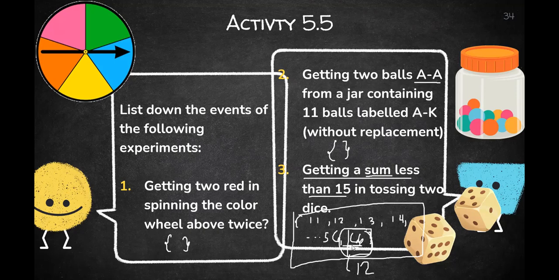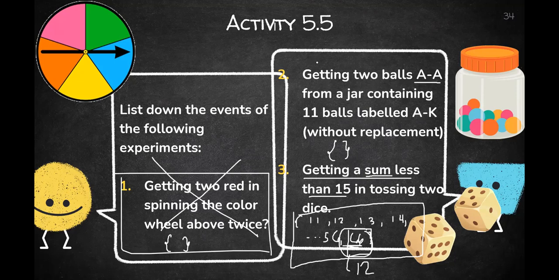I strongly believe that you were able to have this lesson previously, no? In your senior high or in your high school. Sige, pansinin natin to. Anong napapansin nyo dito sa examples, sa activity 5.5? Okay, dito sa number 1, walang result. It's totally impossible. Kasi walang red dyan eh. Dito rin sa number 2, it's totally impossible kasi hindi mo naman ibabalik yung unang ball. So, it's impossible to get the same ball. Itong sa number 3, it's totally possible, no? Kasi kahit ano pang bunutin mo, kahit 6-6 ang mabunot mo, it's still less than 15.